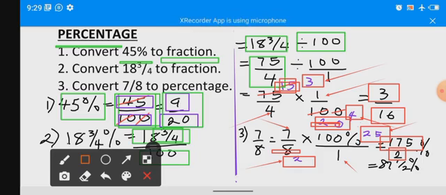That is an improper fraction, so you now convert the improper fraction to a mixed number. 2 in 17 will give you 8, remainder 1. 2 in 15 will give you 7, remainder 1, so remainder 1 over 2. That is how you convert your improper fraction to a mixed number. So the answer is 87.5%.